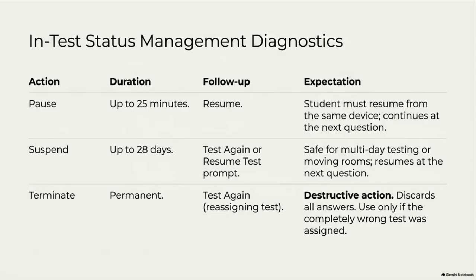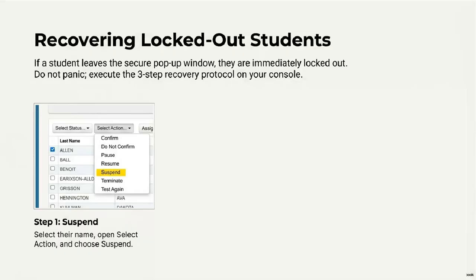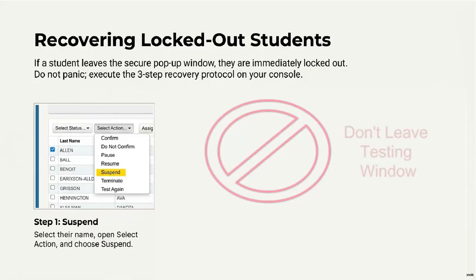Termination is a permanent action. It deletes any work the student has done on the test. Do not terminate unless you have talked to Courtney or Joyce first. MAP testing is done in a secure browser. If the students leave the testing window, they get locked out of the test. Important. Make sure they understand that they are not to leave the testing window once the test has begun.